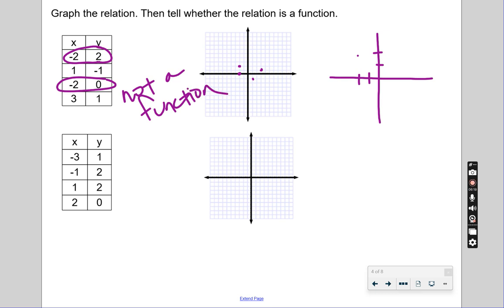Anyone remember the name of a test we can use on graphs? Vertical line test. Yeah. So we take our vertical line, and right there it's touching the vertical line twice. That's how we know it's not a function.